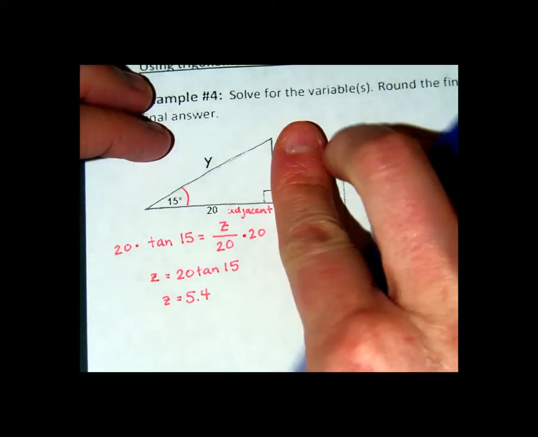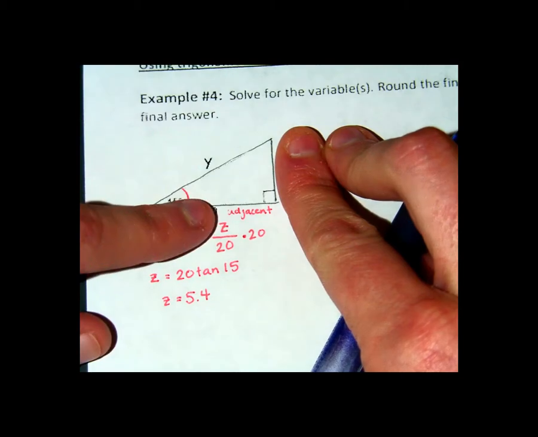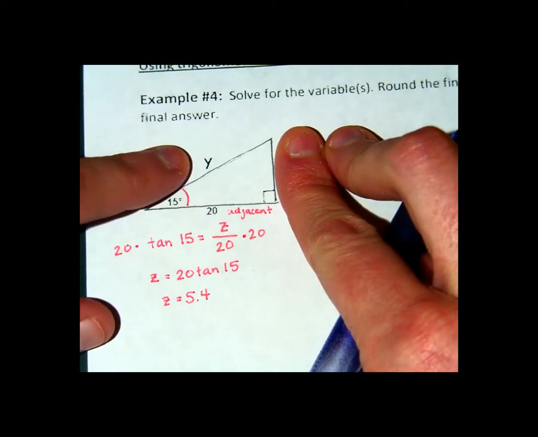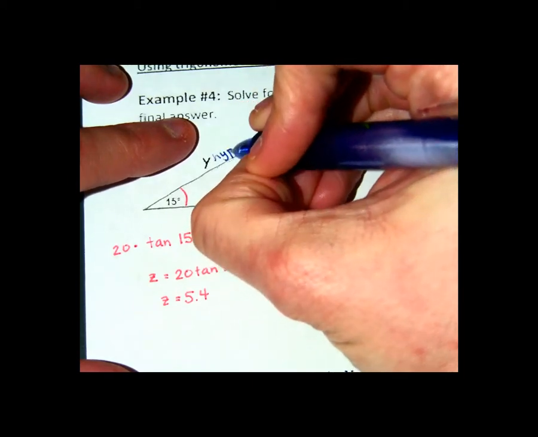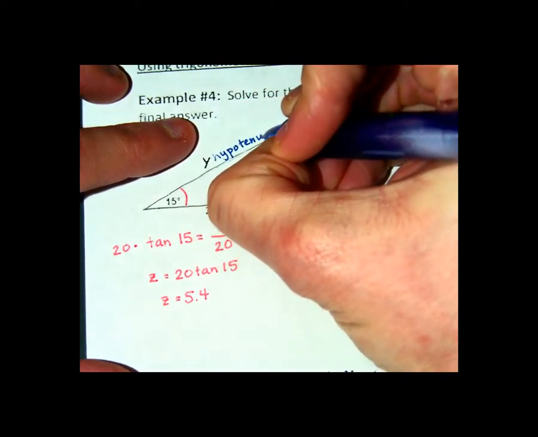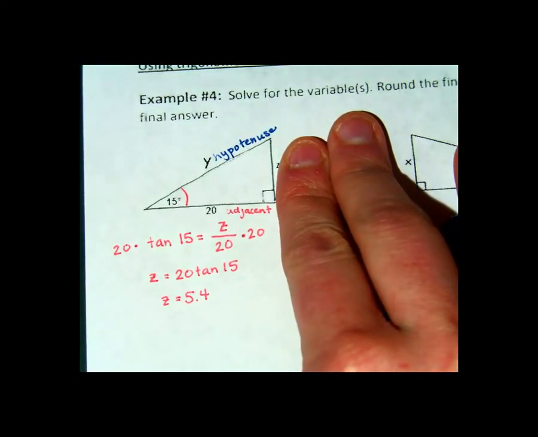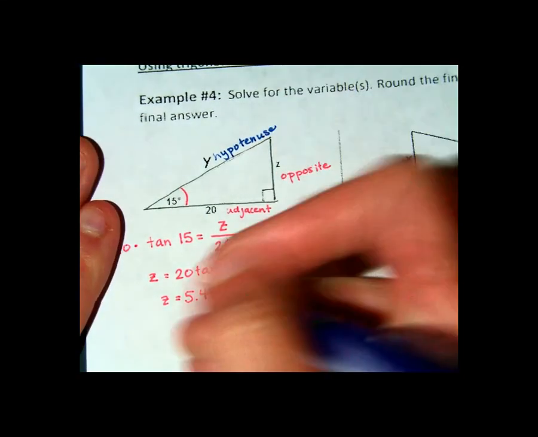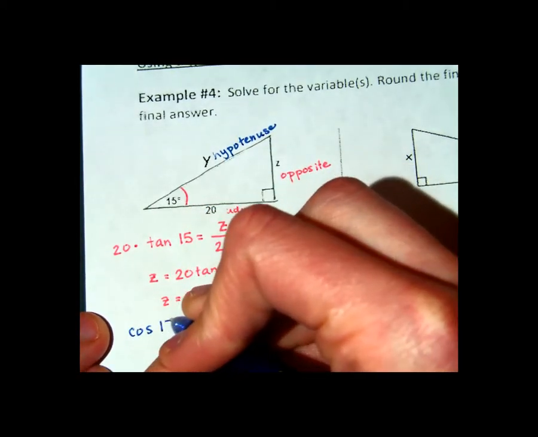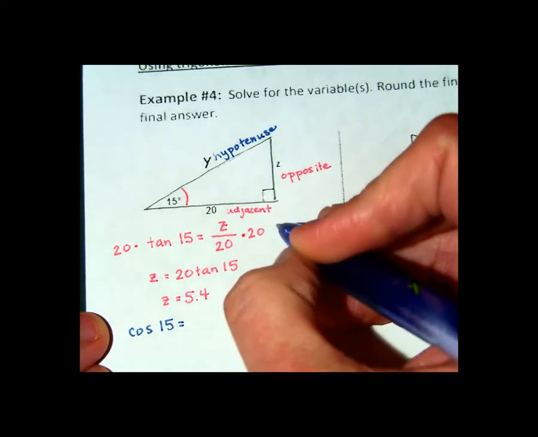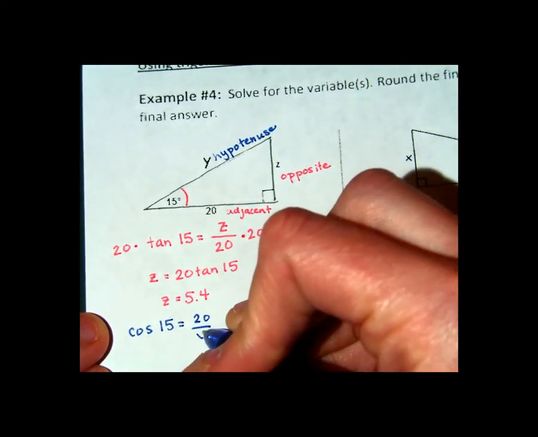Okay, I don't care about this one anymore. I still only have 15 degrees. 20 is adjacent to that. What is y compared to 15 degrees? It's the hypotenuse. Which trigonometric ratio has the adjacent and the hypotenuse? So we are going to set up cosine of 15 equals adjacent 20 over hypotenuse y.